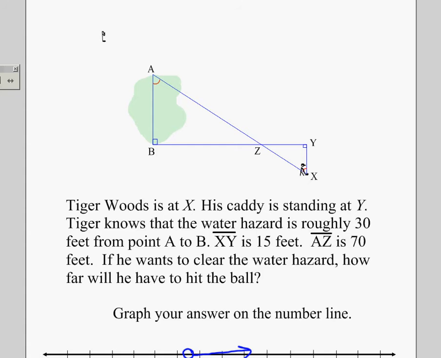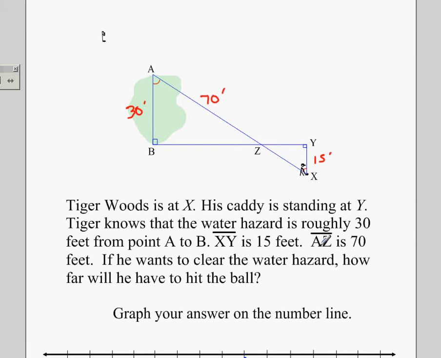Let's look at a second example. Here we have Tiger Woods at X, so right here. His caddy is standing at Y. Tiger knows that the water hazard is roughly 30 feet from point A to point B. So I'll go ahead and write that on there. 30 feet. XY is 15 feet. AZ is 70 feet. And if he wants to clear the water hazard, how far will he have to hit the ball?